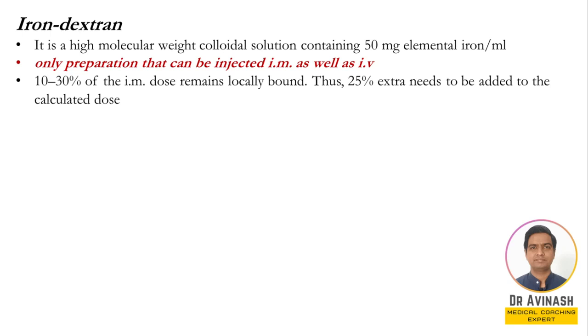When you are giving this, you have to remember that almost 10 to 30% of whatever you inject IM will remain bound to the local tissue. So if you are giving, let's say, 1000 mg, only 750 mg will actually enter into blood. The remaining 250 mg will remain stuck to the muscular tissue. And that's the reason why when you calculate the dose, as on the previous slide, you need to add extra 25% to the calculated dose so that you take care of this locally bound iron.